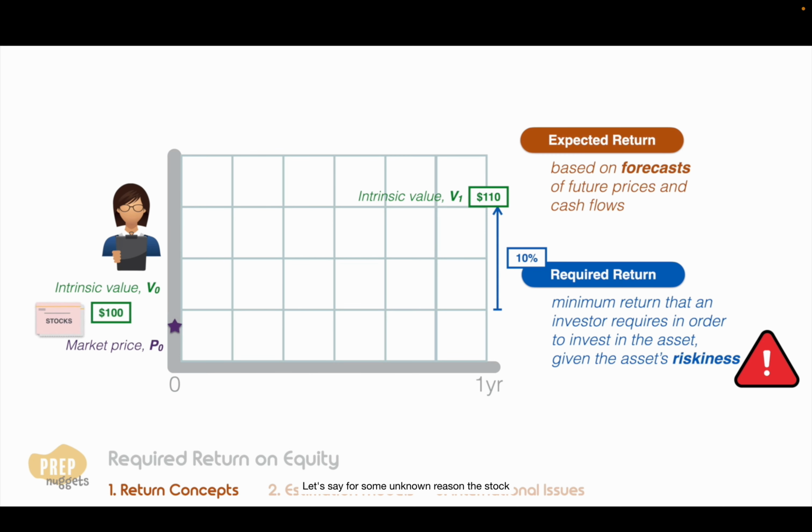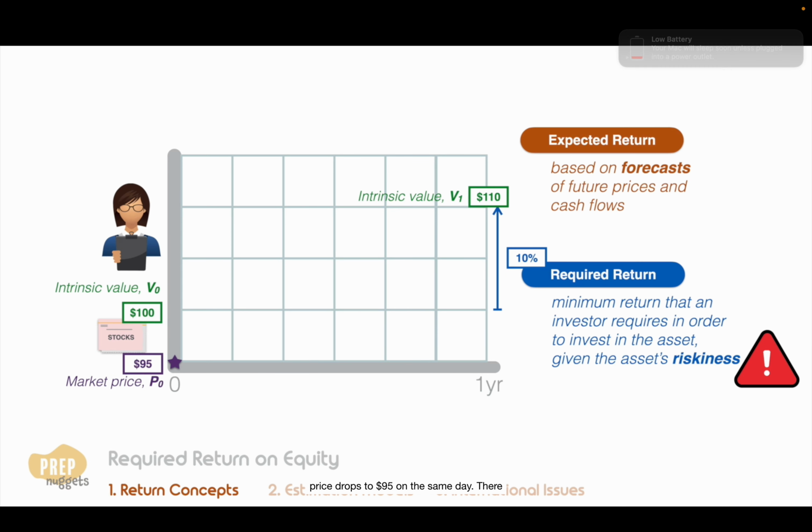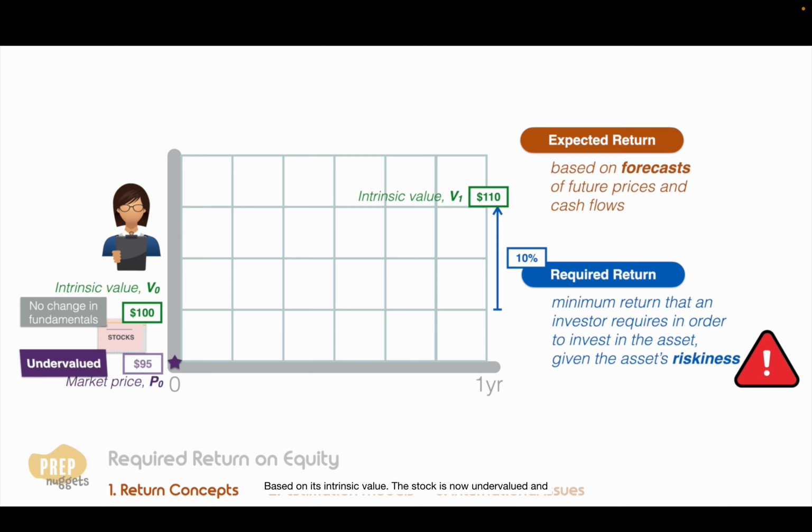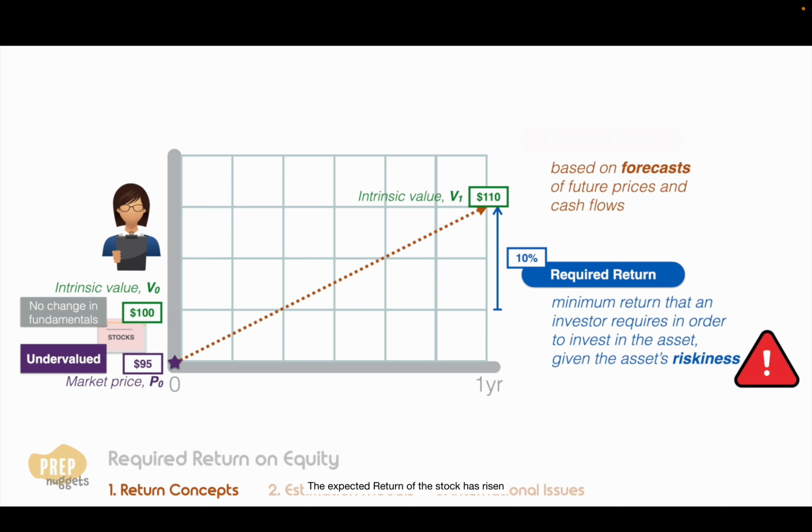Let's say, for some unknown reason, the stock price drops to $95 on the same day. There is no change in company fundamentals, so the current intrinsic value remains at $100. Based on its intrinsic value, the stock is now undervalued, and since the fundamentals have not changed, the risk characteristics remain the same, so the required return of the stock is still 10%. The expected intrinsic value at the end of 1 year is still $110. So in this case, the stock is expected to rise from its current market price of $95 to its intrinsic value of $110. The expected return of the stock has risen to 15.8%.